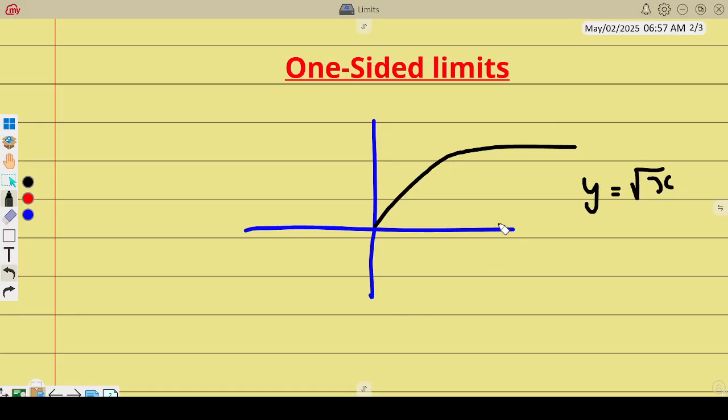Now when we're talking about one-sided limits, it's simply a part where we look at a limit from a specific point of view. So we look at a limit from a particular point of view. Like when x is approaching 0, where is it coming from? Are we looking at it from the negative side or from the positive side? That's what one-sided limits are.